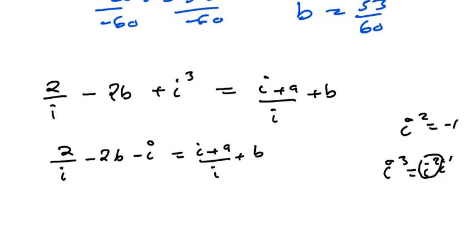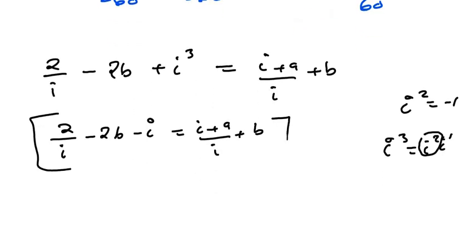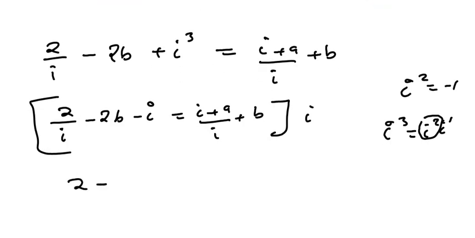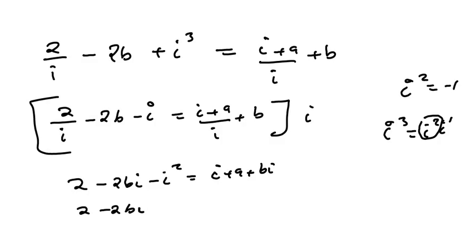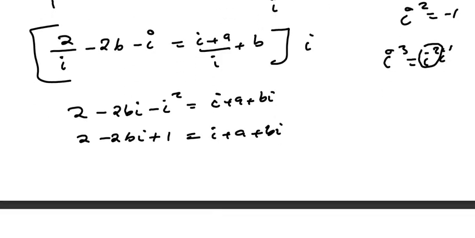So to avoid getting fractions, I'm going to multiply everything by i to eliminate the i that you're seeing at the bottom. So this is going to be 2 minus 2bi, then this will be i squared, this will be i plus a, this will be bi. I'm multiplying everything by i. Then this is going to be 2bi, this is plus 1 is equal to i plus a plus bi. Then from here, we're going to get the real things. The real things is simply 2 plus 1, that's 3, is equal to a. So already you've got your a.